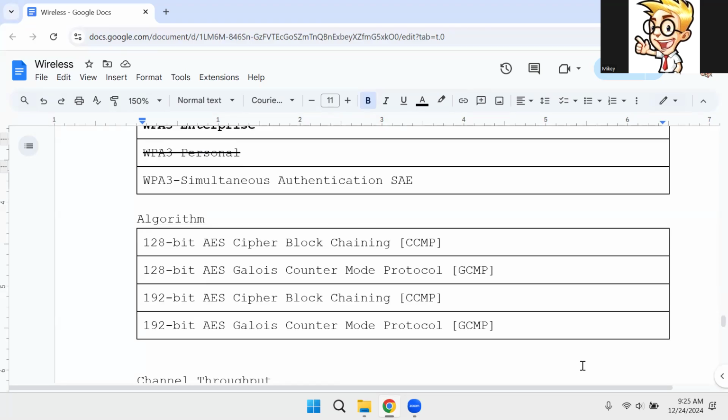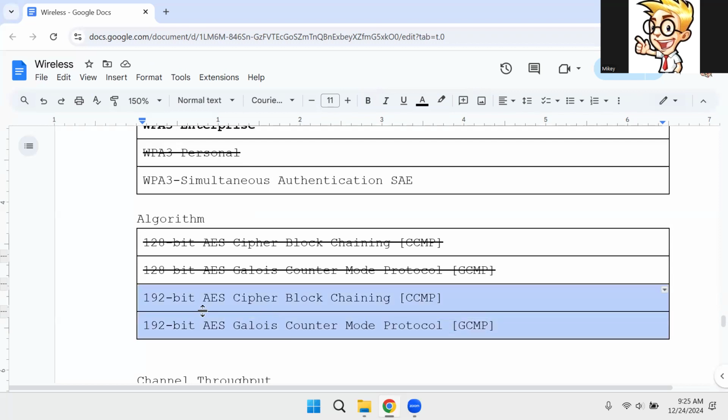Okay, algorithm, the size of the key. How big a bit should the size be? The bigger is the better. So we can already eliminate the smaller one. Okay, 50-50. We saw earlier that WPA2 uses CCMP, but WPA3 uses GCMP, which is newer and more secure. So I'm going to lean towards that one.